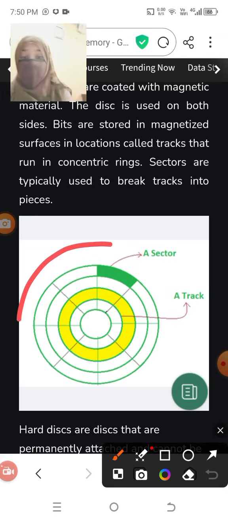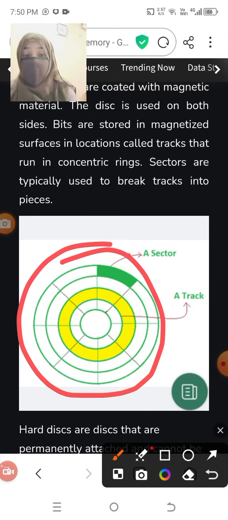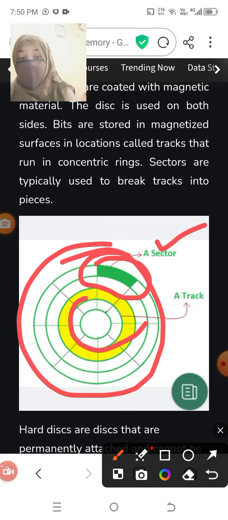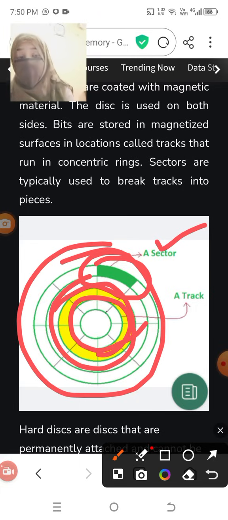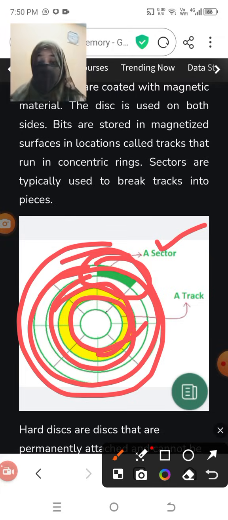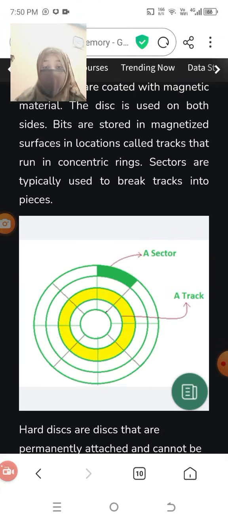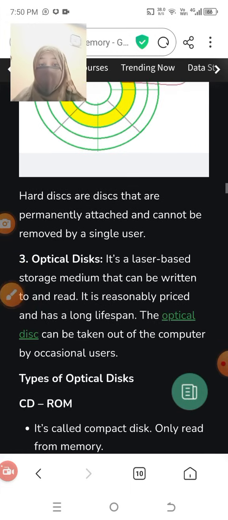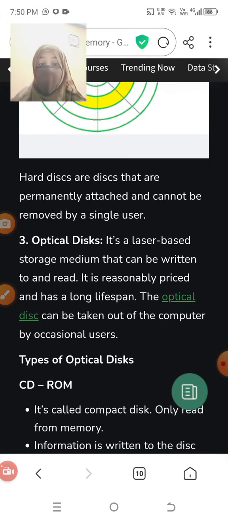Here is the picture of a magnetic disc, and as you can see here, this partition we call a sector, and the circles which you can see here are called tracks. Hard disks are disks that are permanently attached and cannot be removed by a single user.